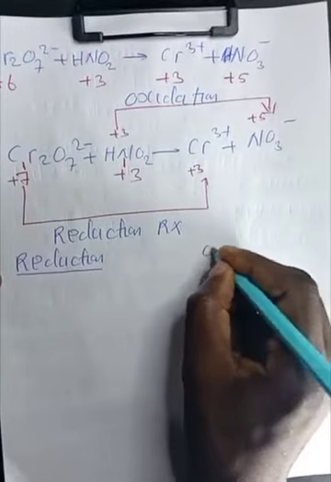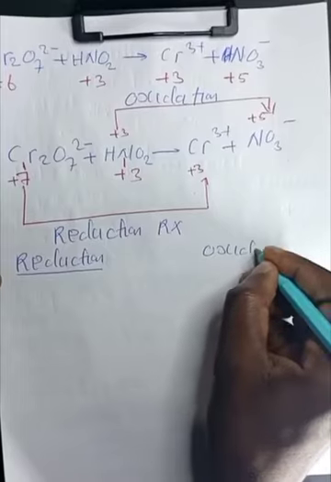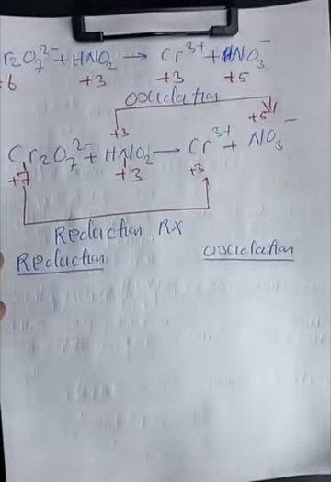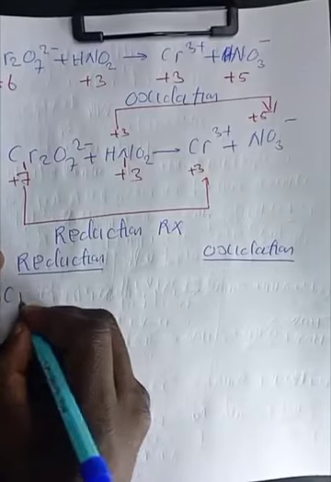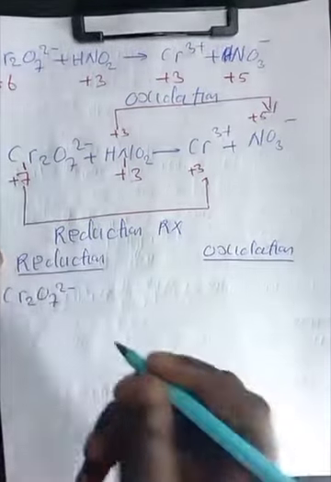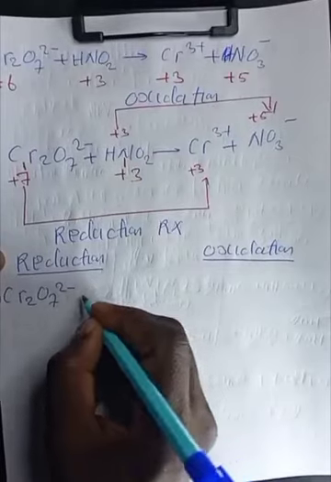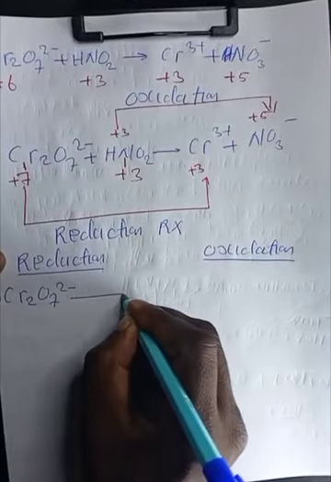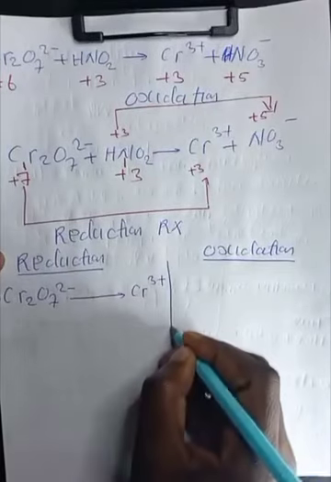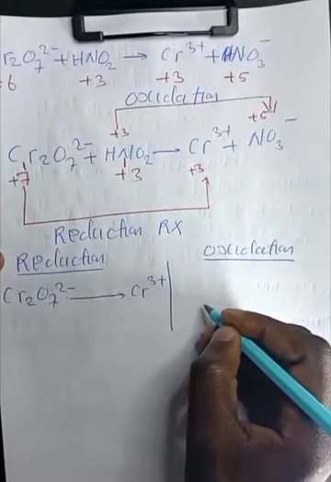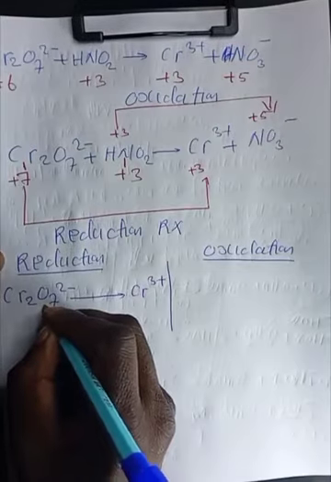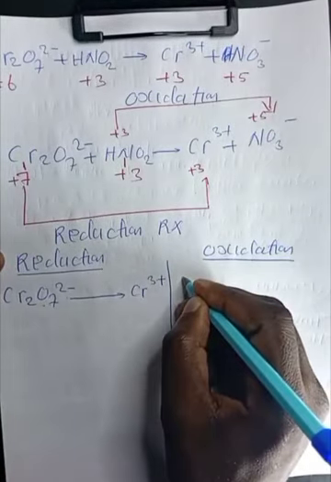Then our oxidation has to be this side. Okay, so our reduction is Cr2O7 minus. Then it's producing what? Just Cr3 plus. Okay, then the other one, this is our reduction.